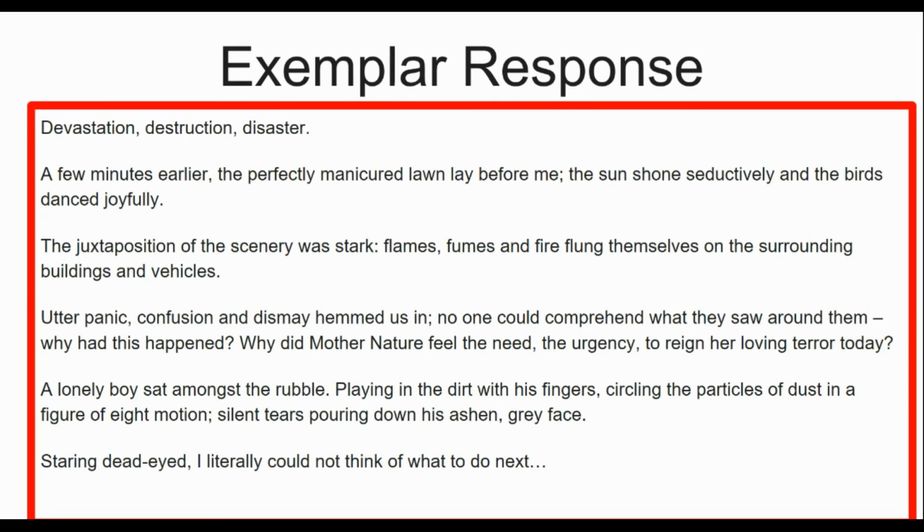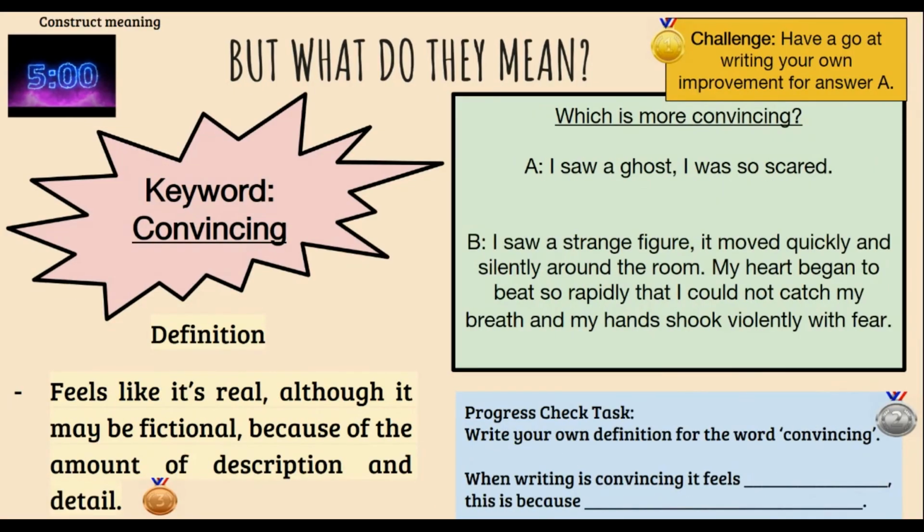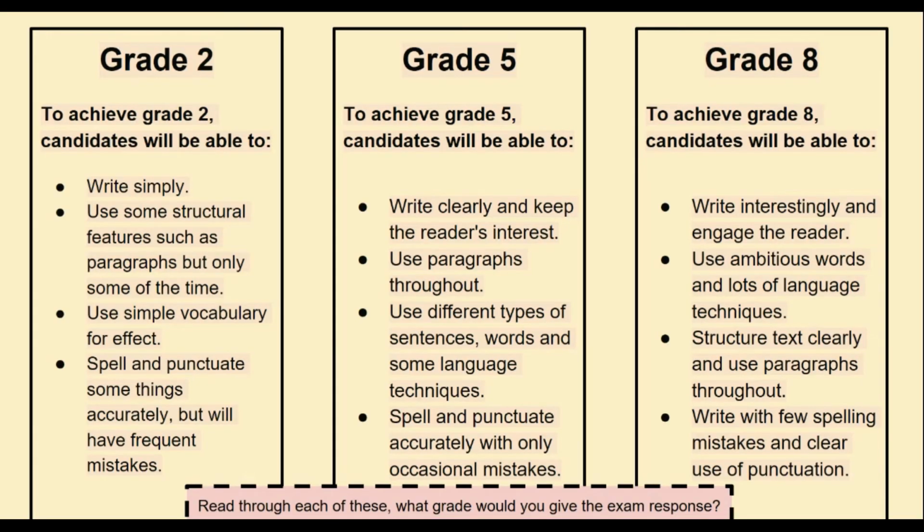And then what I want you to do is go back to the mark scheme here. And I want you to think about what grade area that hits. So if we have a look at a grade 5 first, and we can either go up or down, was that piece of writing written clearly? Did it keep the reader's interest? Were paragraphs used throughout? Were different types of sentences and words and some language features used? And was the spelling and punctuation accurate with only an occasional error? Or was it even better than that?